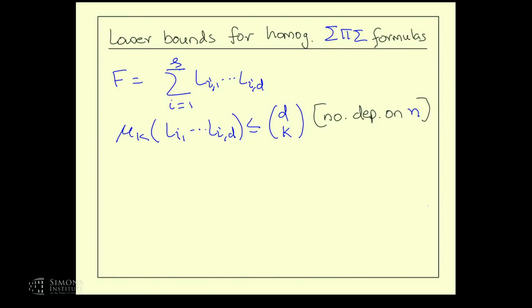So you can do this, and then again you can show by subadditivity that the complexity of this entire formula is at most s times d choose k. And you can use this now to derive explicit lower bounds for sigma pi sigma homogeneous formulas. In order to do that, you'll have to come up with some polynomial for which this complexity is again very large. We did it for the monomial of degree n, but now I want a polynomial of degree d for which this is very large, so it's going to be a slightly different question.